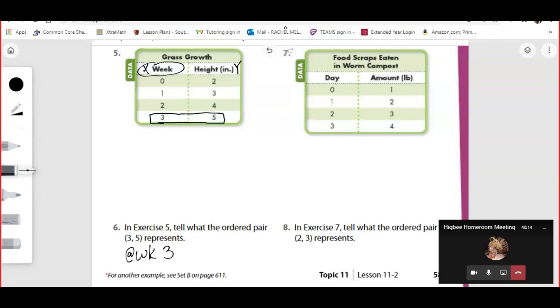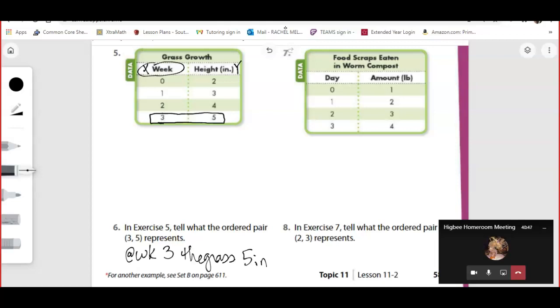Anybody, everybody. Week 3, how high is the grass? 3, 5. Okay, guys, look. I'm at week 3. How high is the grass? 5 inches. So at week 3, the grass is 5 inches. That's all that means. Okay? A lot of times 5th graders make that kind of a question really difficult, and it's really not difficult. You look at the numbers and you look at the labels.